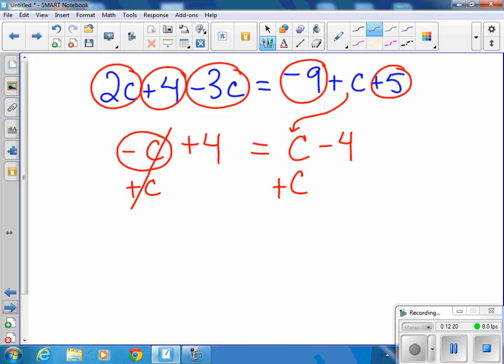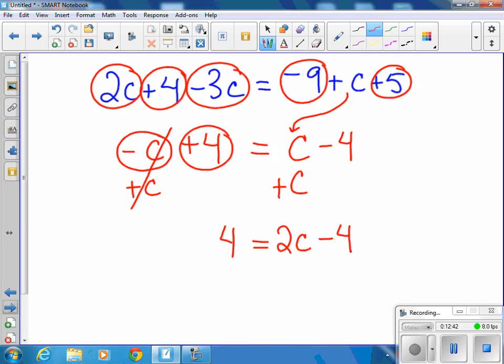What is c plus c? You should have said 2c, because I have 1c plus 1c, that gives me 2 c's. So there's that, and I still have minus 4 over here. And don't forget on the left-hand side, I still have plus 4. So that's going to be 4 here. All right, so now I can do a little bit more work here.